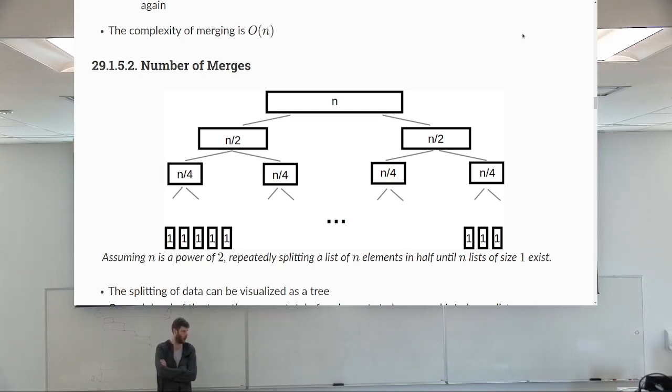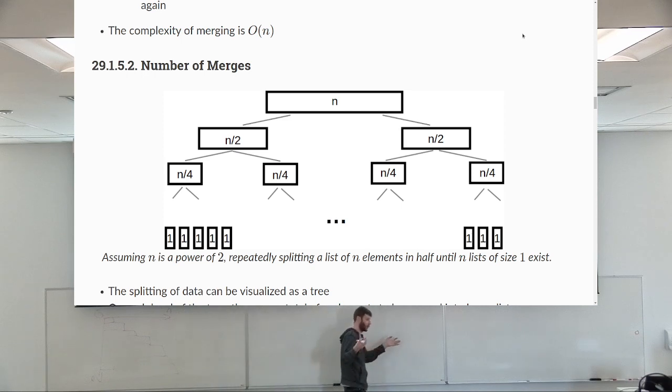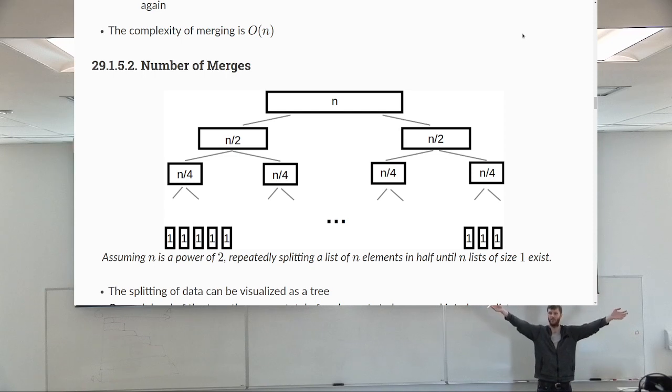So all I have to do is merge those. I can take 2 lists of size 1 and merge them. And do that again, and again, and again. Until what I'm left with is n over 2 lists of size 2. Then I can merge all those until I have n over 4 lists of size 4. And I can keep doing that until I have 2 lists of size n over 2 that are sorted. I merge them and I end up with a sorted list of size n.